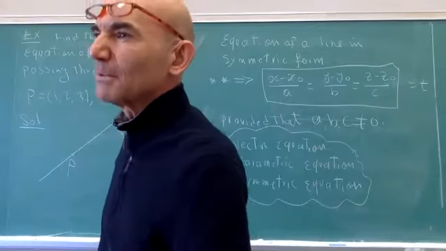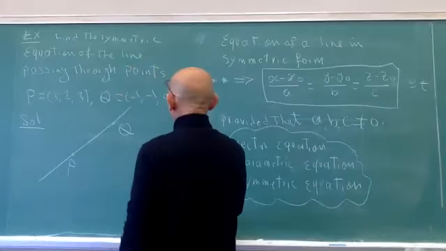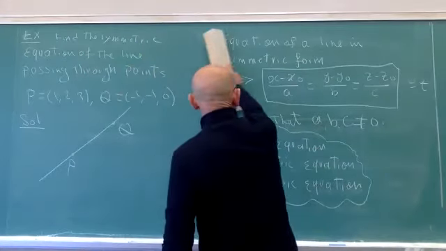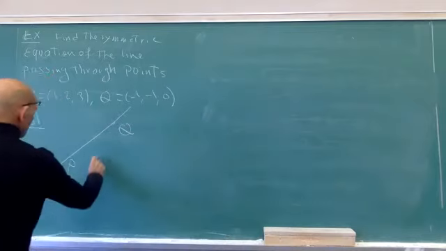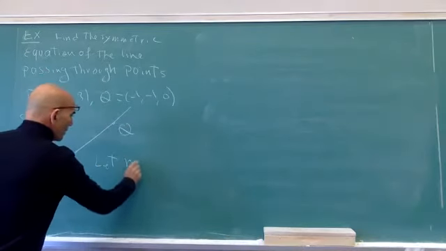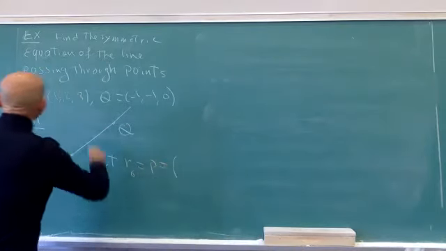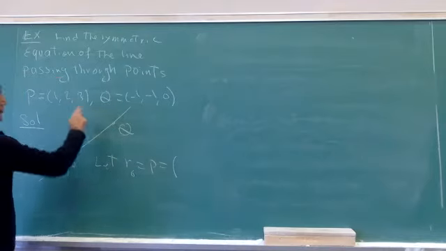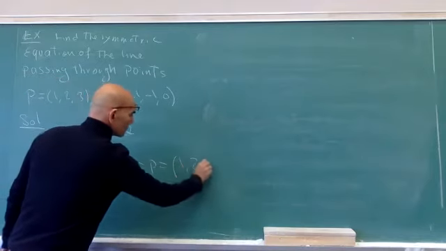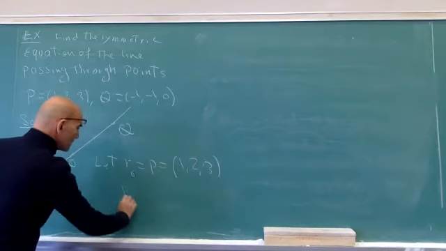This is easy, right? So how would you do that? Well, you can take either of P or Q as your R0. Let's take R0 equal to P. So then I have the components of R0, which is 1, 2, 3. Now the question is, what is V?